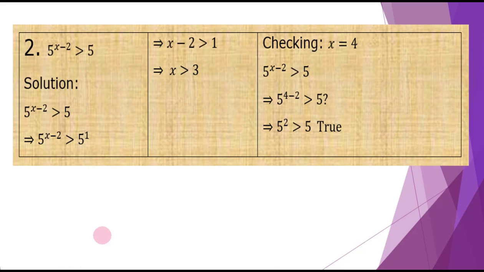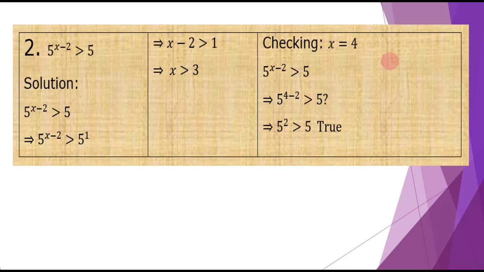Moving on to number 2, we have 5 raised to x minus 2 greater than 5. Well, we can write 5 as 5 raised to exponent 1. Then, this will give us x minus 2 greater than 1. X is greater than 3. So, meaning we can choose values of x greater than 3, like 3.1, 3.2, and so on.